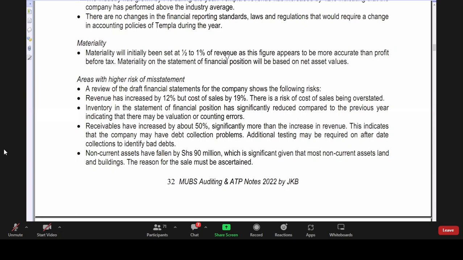You give your reason as to why you are choosing to use revenue. Revenue, you're considering it to be more accurate than the profit before tax, okay?